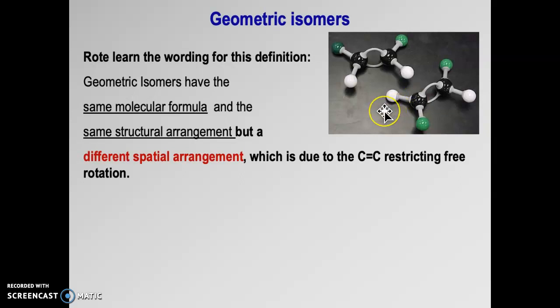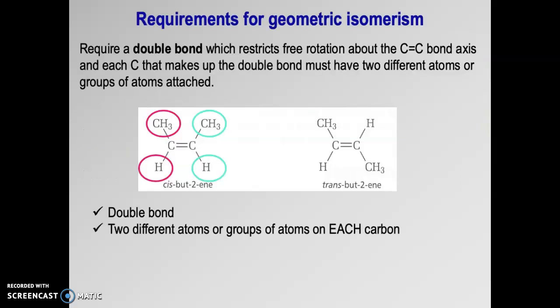Now there is another definition that you'll need for geometric isomers. You will also need to know what the requirements are in order to have geometric isomerism, because not all alkenes will be geometric isomers. So the first requirement is you do need a double bond, and the reason is it restricts the free rotation about the carbon-carbon bond axis. But you also need a second requirement. Each carbon that makes up the double bond must have 2 different atoms, or they can be groups of atoms.